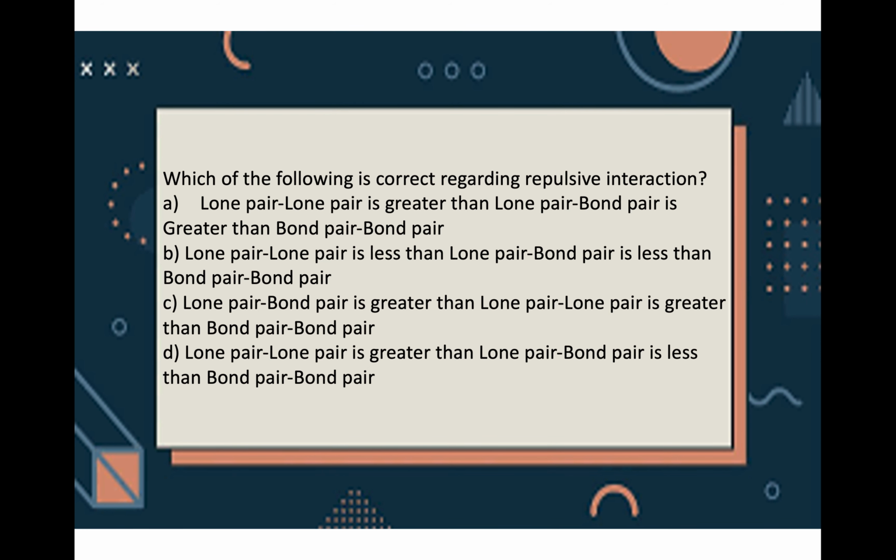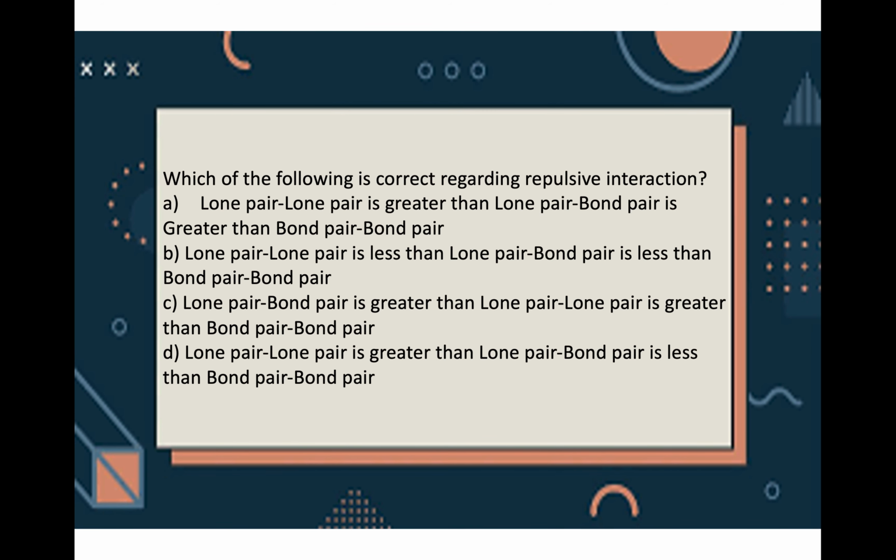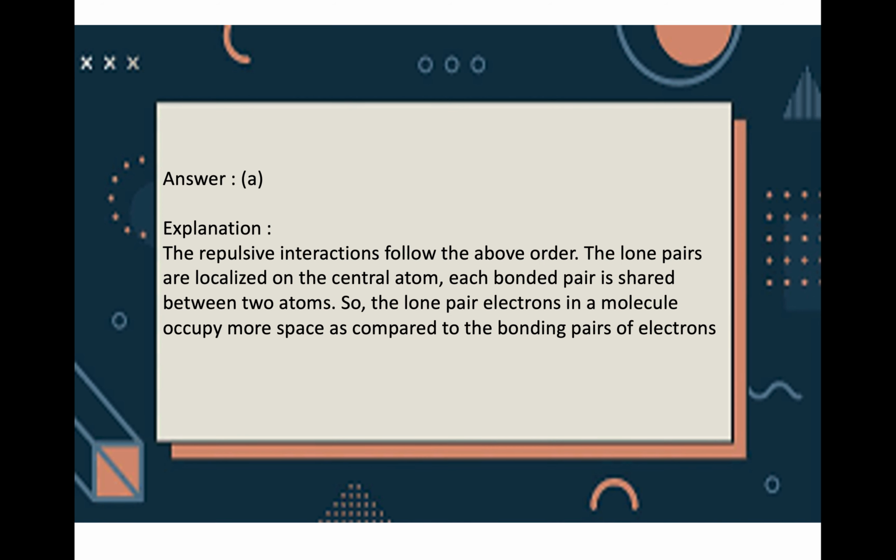So next question is, which of the following is correct regarding the repulsive interaction? So lone pair-lone pair greater than lone pair-bond pair, which is greater than bond pair-bond pair. So mostly this type of questions come for the exam. The correct option is A, that is lone pair-lone pair is greater than lone pair-bond pair, which is greater than bond pair-bond pair.